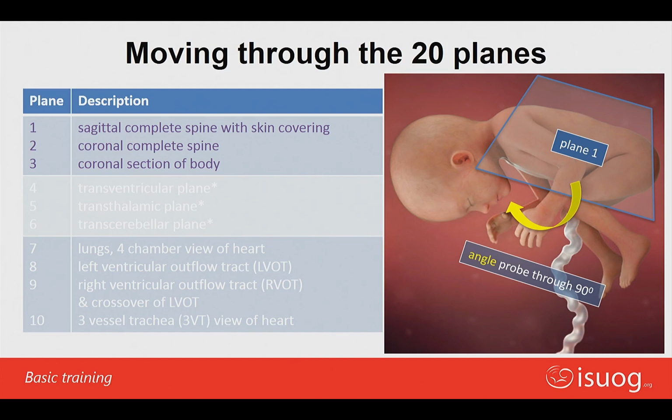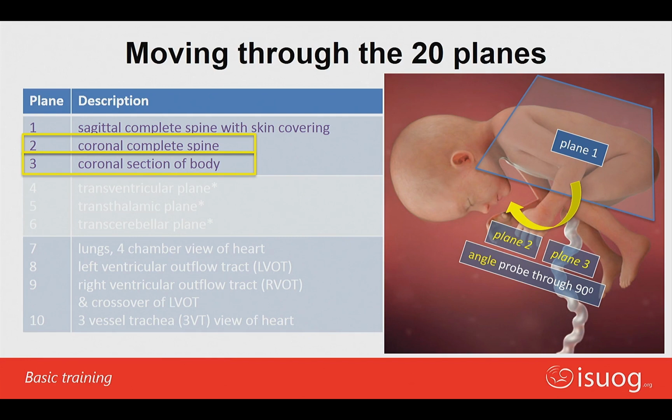So you need to be very clear about what you're doing, about what your probe does, and the 4 movements that you can do with your probe to be able to go through this approach properly. So to go from a sagittal plane to a coronal plane, you need to angle your probe through 90 degrees to approach the fetus from the coronal plane, not the sagittal plane. And then if you want to get a coronal section of the body, what you're going to do is slide from plane 2 to plane 3 to go from the spine to the coronal section of the body.